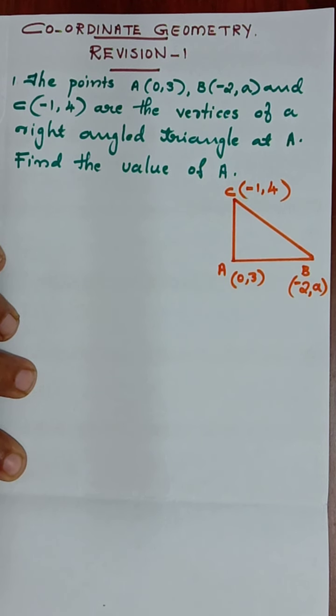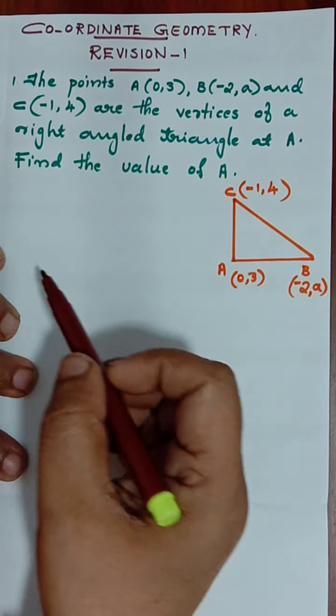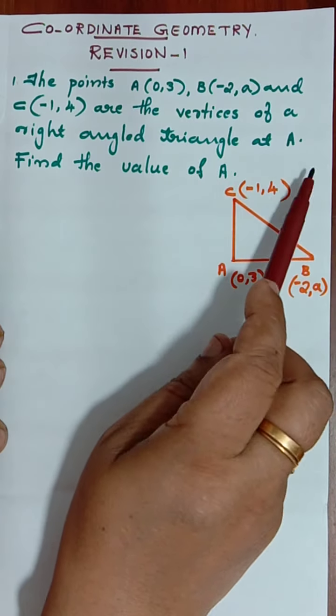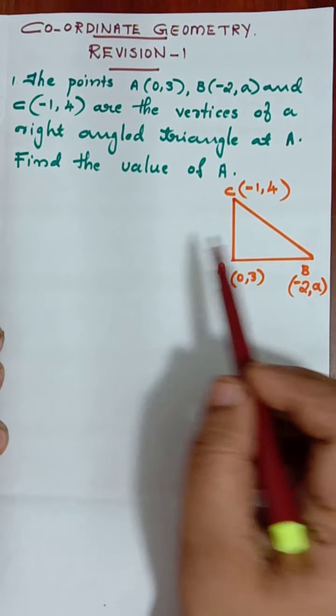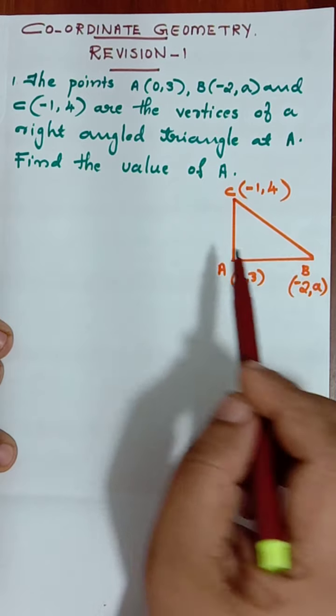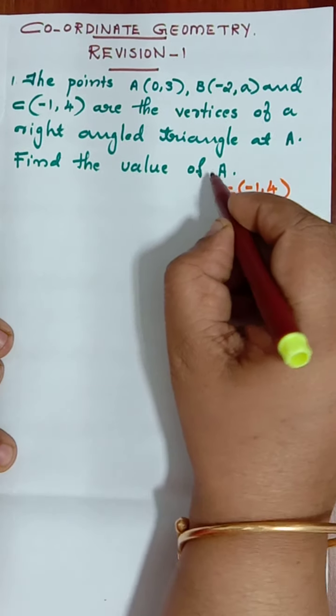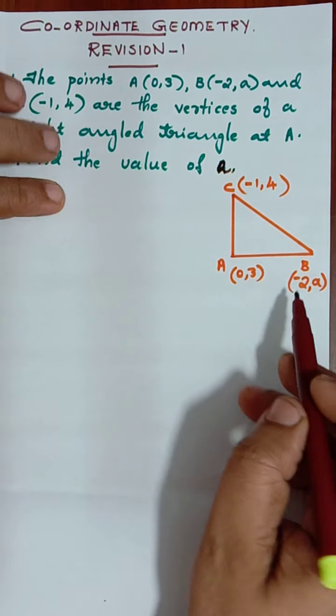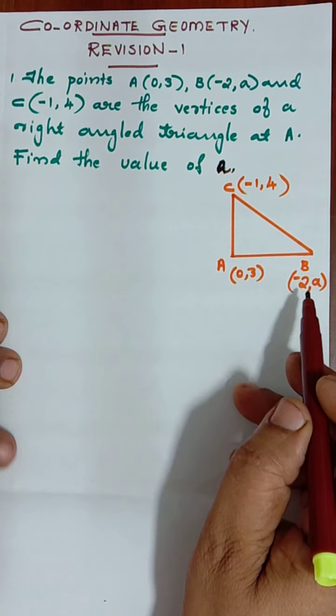First question: the points A(0, 3), B(-2, a) and C(-1, 4) are the vertices of a right angled triangle at A. So it's given that the triangle is right angled at A. Find the value of a. Here it is small letter a. Here this a we have to find out.